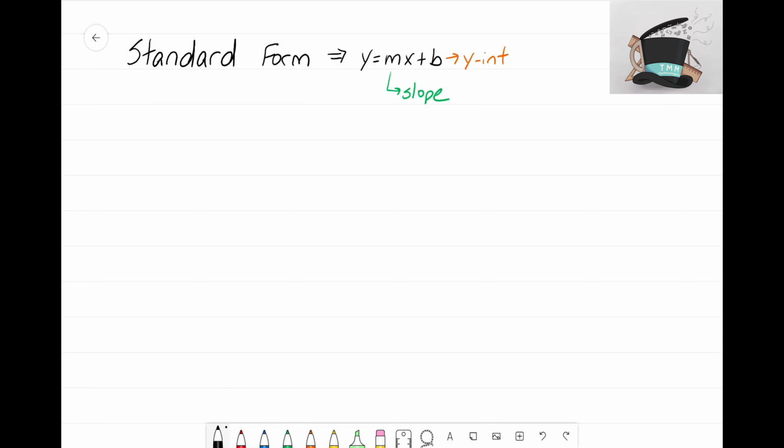But what happens when we're given an equation that looks like this? Negative 6x plus 2y equals 10. Now this is a linear equation, but it's definitely not in the form that we like, y equals mx plus b. Instead, it's in the form that we call standard form. What we want to do when we're given an equation like this is move around some terms and get it into y equals mx plus b. We want to isolate the y.